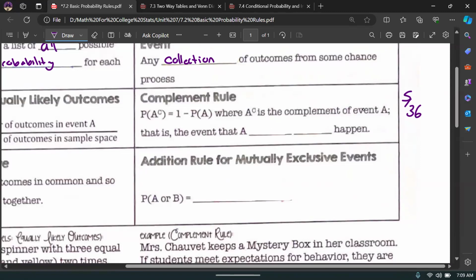Well, that means the complement would be a 31 out of 36 chance of not rolling an 8. That's the complement rule: the probability that the event does not happen.